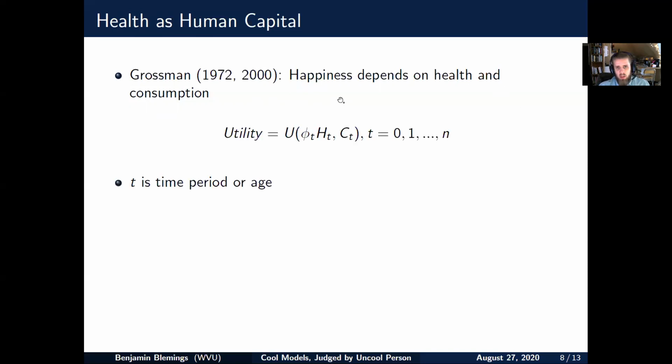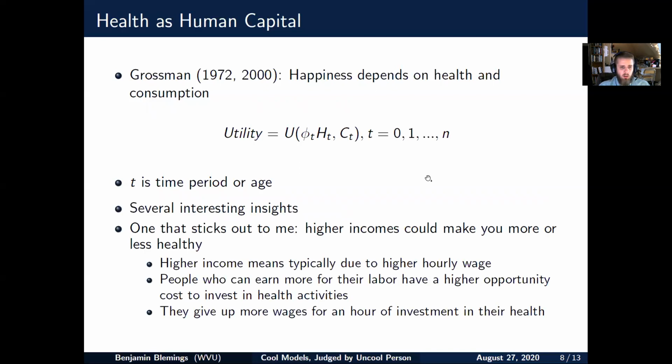It's just that people's happiness is some function of how healthy they are and how much they invest in their health, which is these two terms, and then also their consumption of some other good, which is the C term, in every point of their life or time period. So T equals 0 would be when you were born, and N would be when you die. So I don't know, there's a lot you can get out of this.